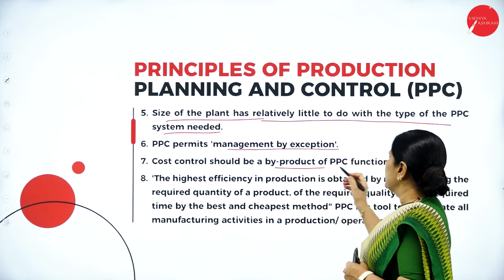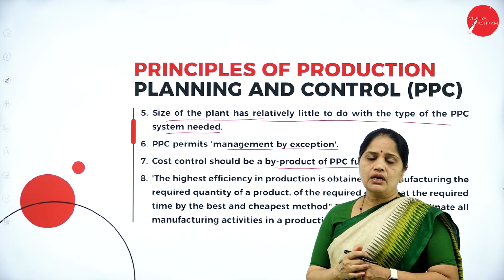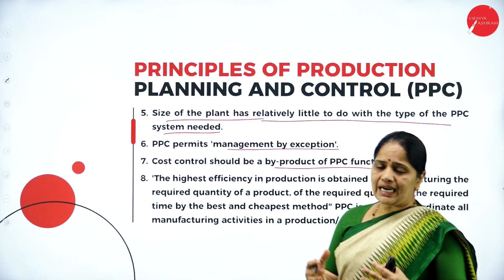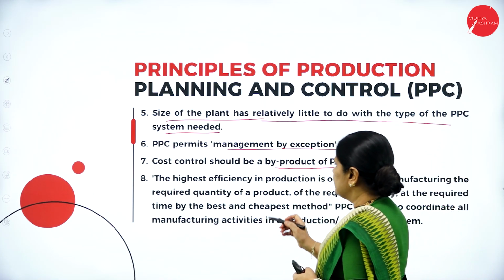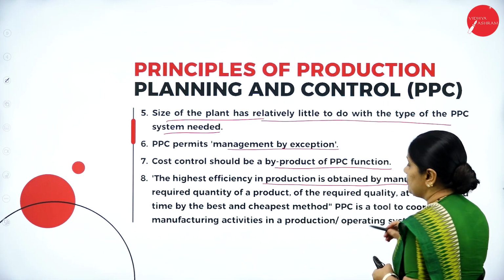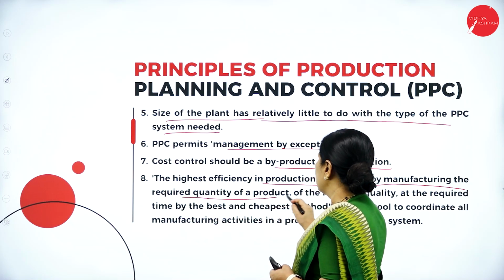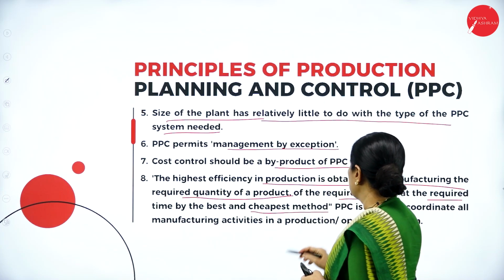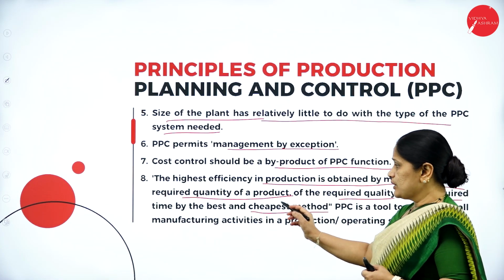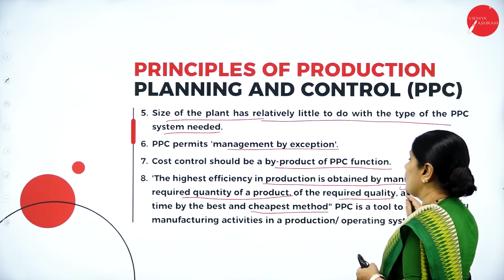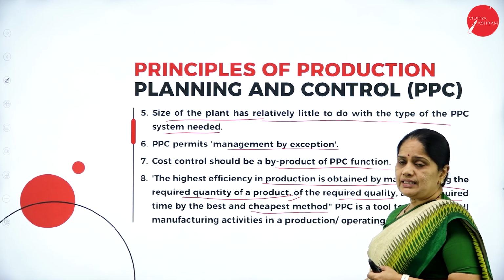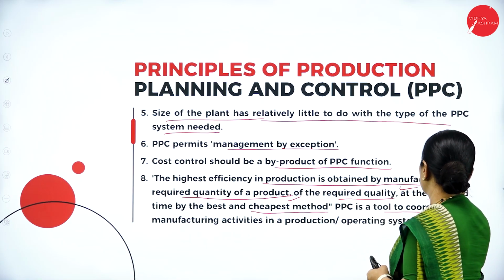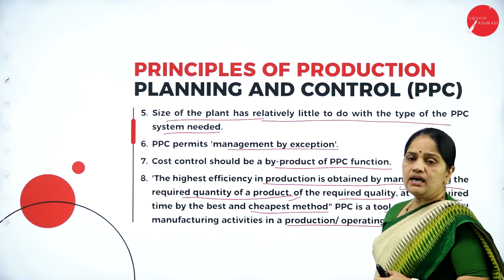Then cost control should be a byproduct of the PPC function. So, along with the PPC, when you have proper planning and control, you get the cost control automatically. The highest efficiency in production is obtained by manufacturing the required quantity of the product of the required quality at the required time by the best and the cheapest method. So, when goods are manufactured in the required quantity, required quality, required time and by the cheapest method, then we say that the production planning and control is very, very effective. So, it is a tool which coordinates the production and the operation system.